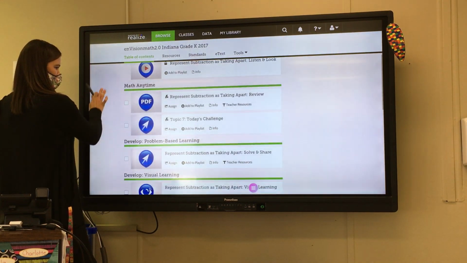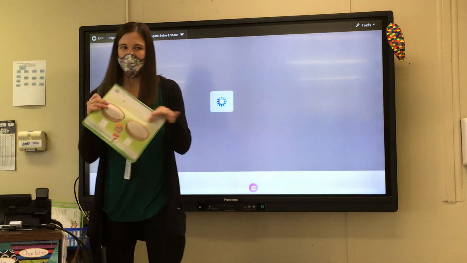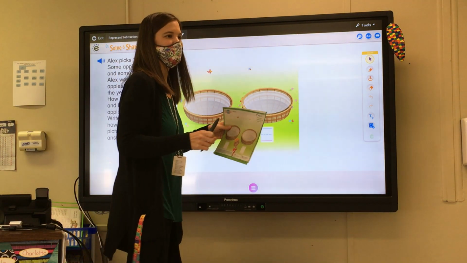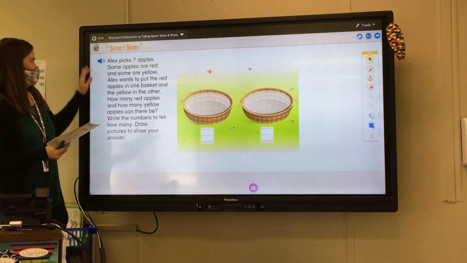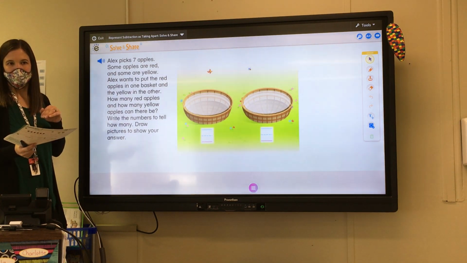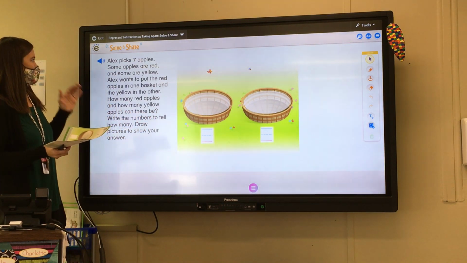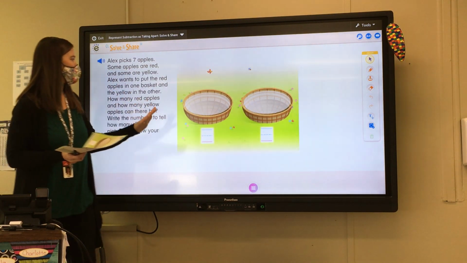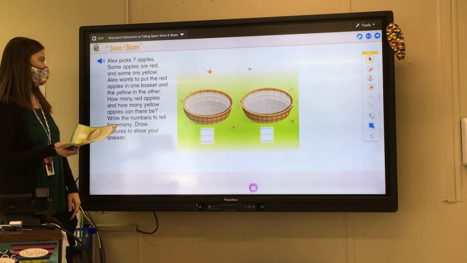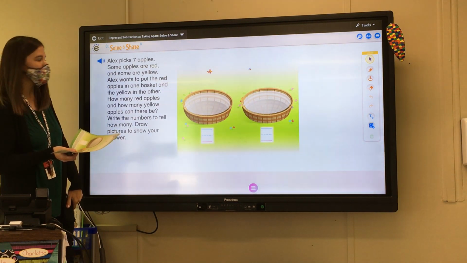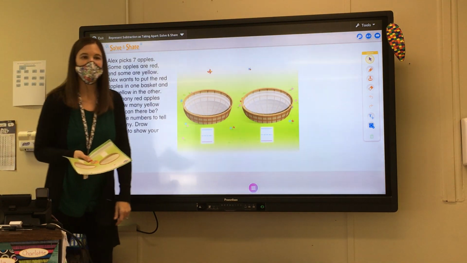paper here. And there's thick pencil one. All right, our solve and share. There are 2 baskets. So everyone look at your baskets. Set your erasers down. And here we go. Alex picks 7 apples. Okay, some are red and some are yellow. Alex wants to put red apples in one basket and yellow apples in the other basket. How many red apples and how many yellow apples can there be? We're going to write the numbers to tell how many and draw pictures to show our answer.